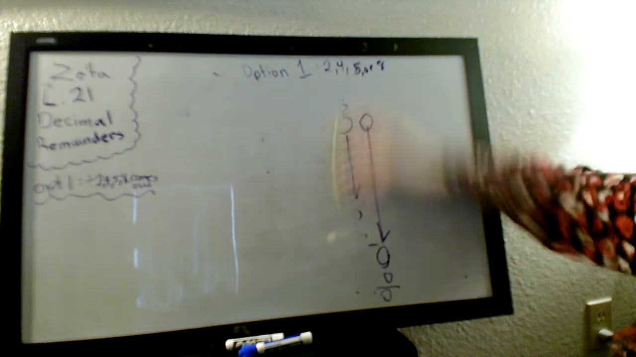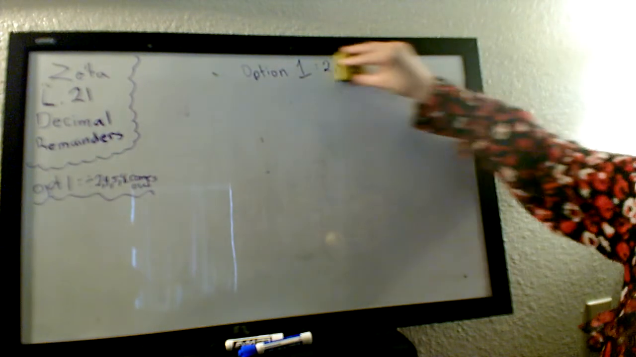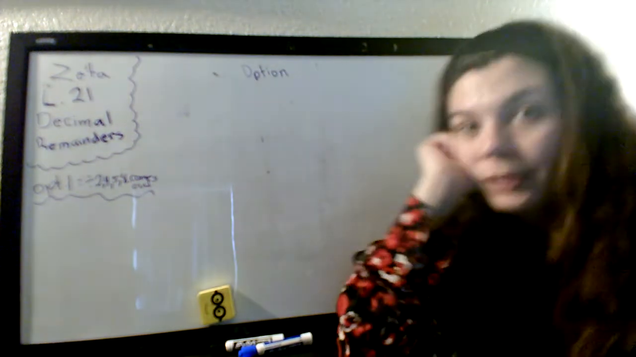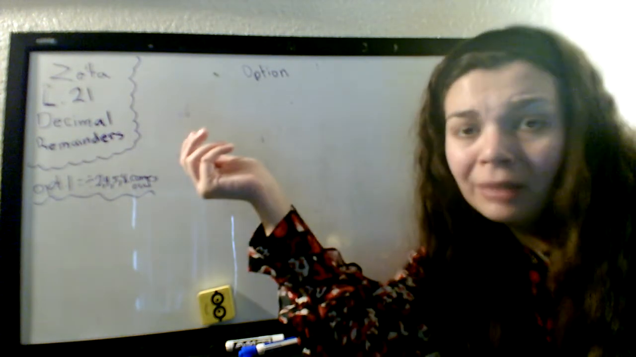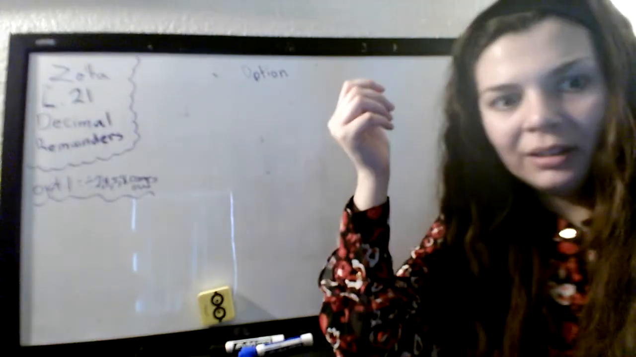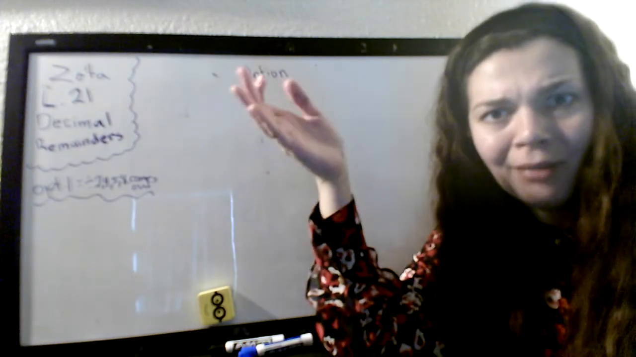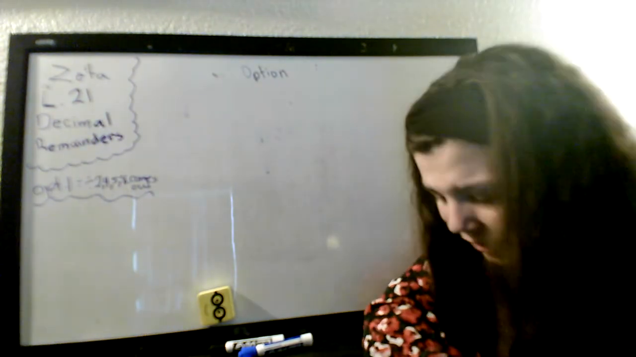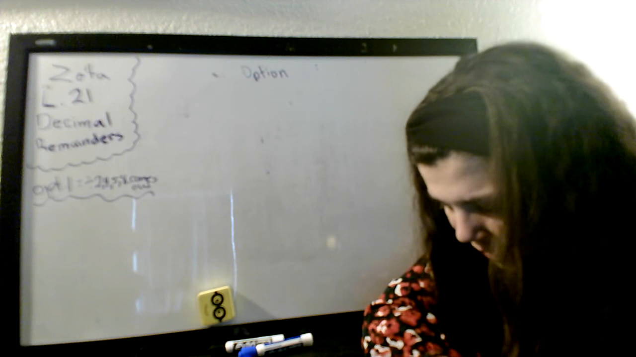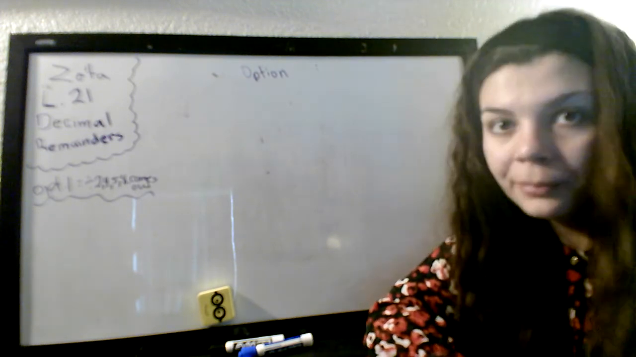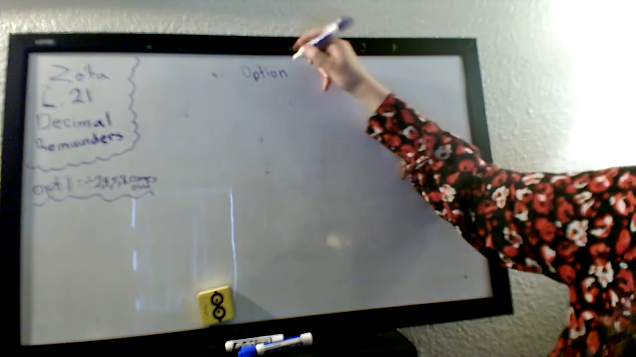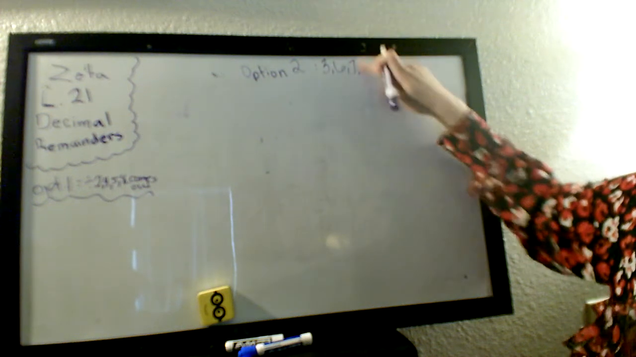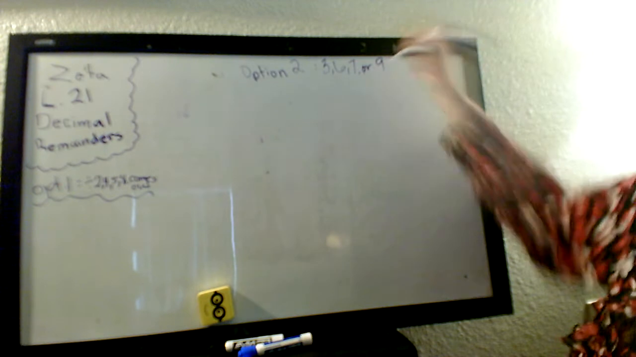Okay, so now we're moving on. What about if a number doesn't have those in it? What about if it's just a regular division problem and it doesn't have that? Option 2, it says, with other single-digit divisors such as 3, 6, 7, or 9. So, all the other ones. Option 2, 3, 6, 7, or 9.